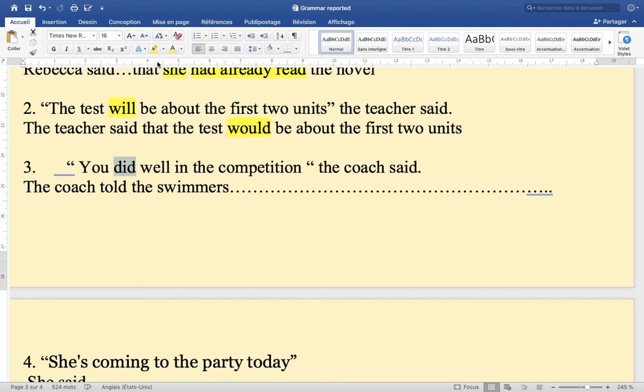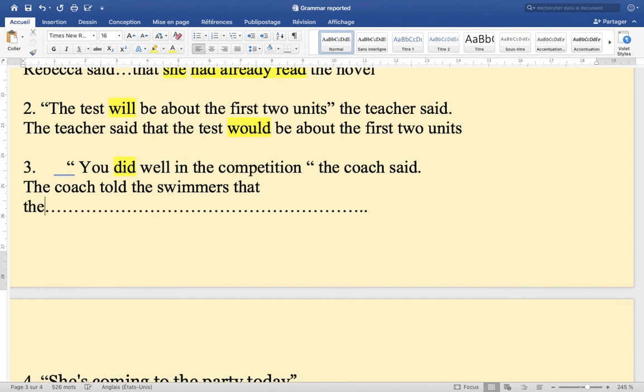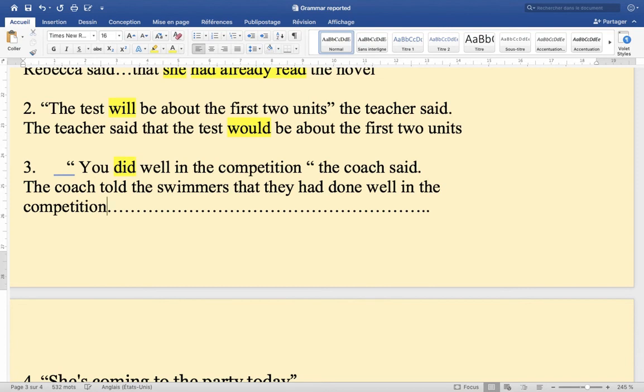What do we have here? We have simple past, you did. The coach told the swimmers, and the simple past we're going to put in the past perfect. We have swimmers, which means we have plural: that they had done well in the competition.